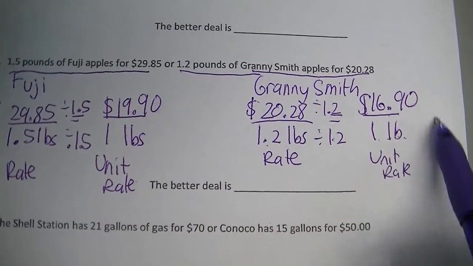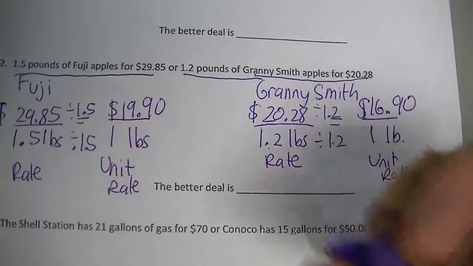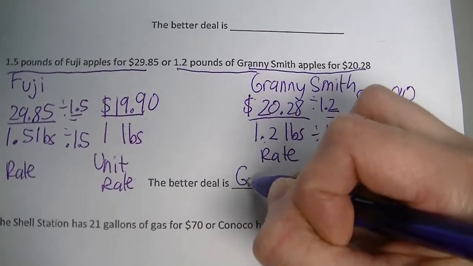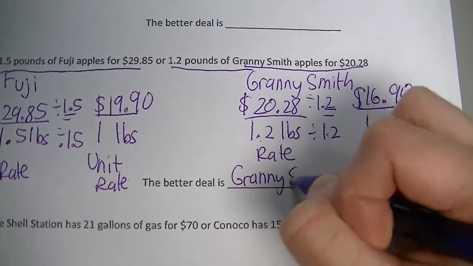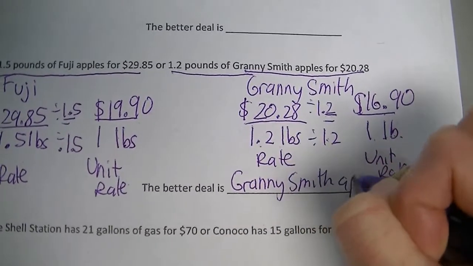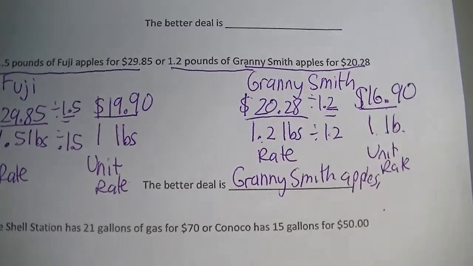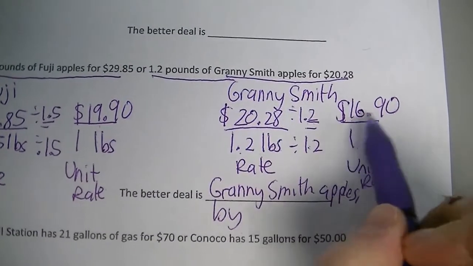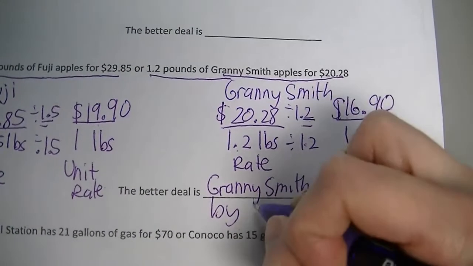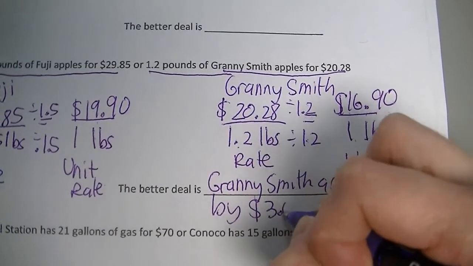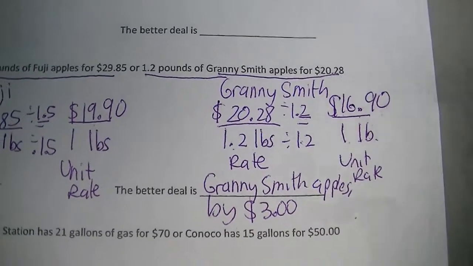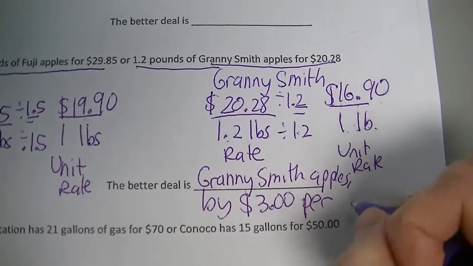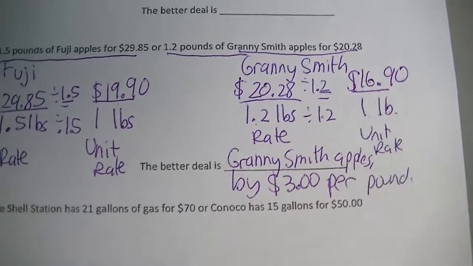So the Granny Smith apples are the better deal, but you want to state by how much per pound they are. So I'm going to start off by saying Granny Smith apples are the better deal. And by how much? Well, let's subtract. 19.90 minus 16.90, that's $3. So by $3, and don't forget this part. If you just put by $3, that's confusing. You got to say per pound. Okay?